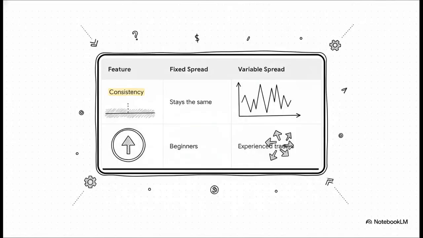This brings us to a quick point on fixed versus variable spreads. A variable spread moves with the market, just like we discussed. It's tight when things are busy and wide when they're quiet. A fixed spread, on the other hand, stays the same no matter what. Now, it might be a little wider on average, but that predictability can be a huge advantage for beginners who just want to manage their costs without any nasty surprises.